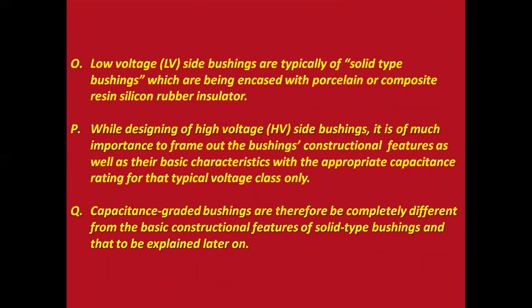Low voltage side bushings are typically solid type bushings which are encased with porcelain or composite resin silicon rubber insulator. While designing high voltage side bushings, it is of much importance to frame out the bushing's constructional features as well as their basic characteristics with the appropriate capacitance rating for that particular voltage class only. Capacitance graded bushings are therefore completely different in basic constructional features from solid type bushings, and that is to be explained later on.